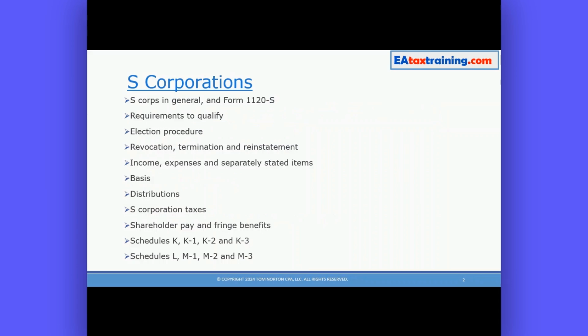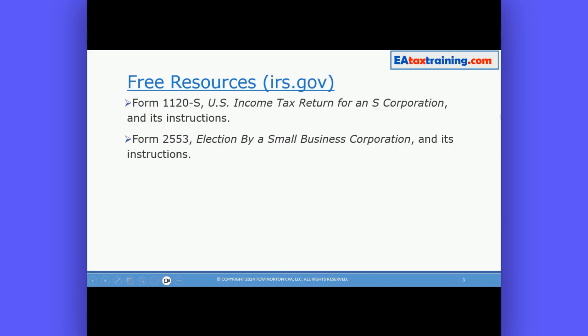Here is specifically what we will look at. I'm not going to read it all to you, but we're going to start with S Corps in general and look at the Form 1120S. Then we're going to cover all these different aspects of S corporations, ending by looking at Schedules K and Schedules L, M1, M2, and M3.